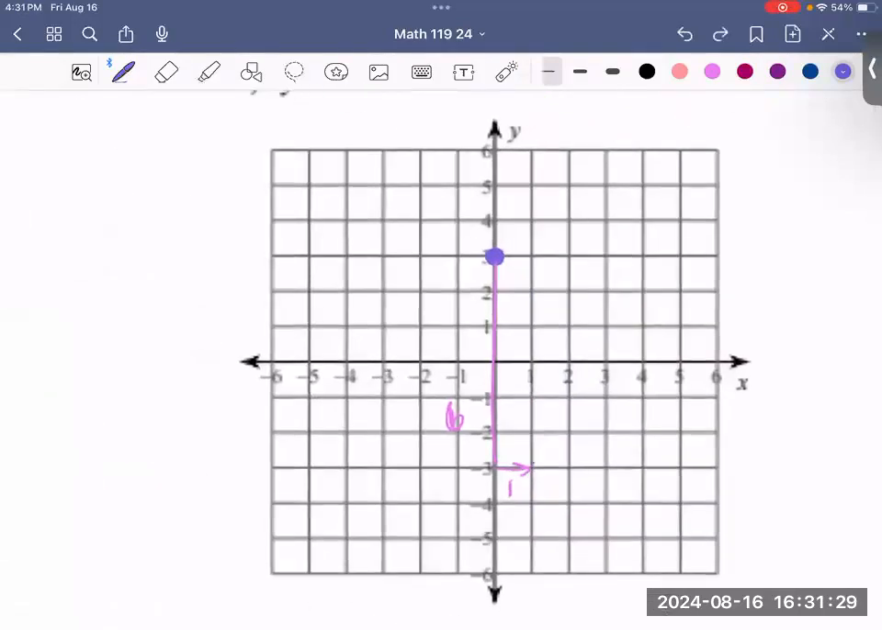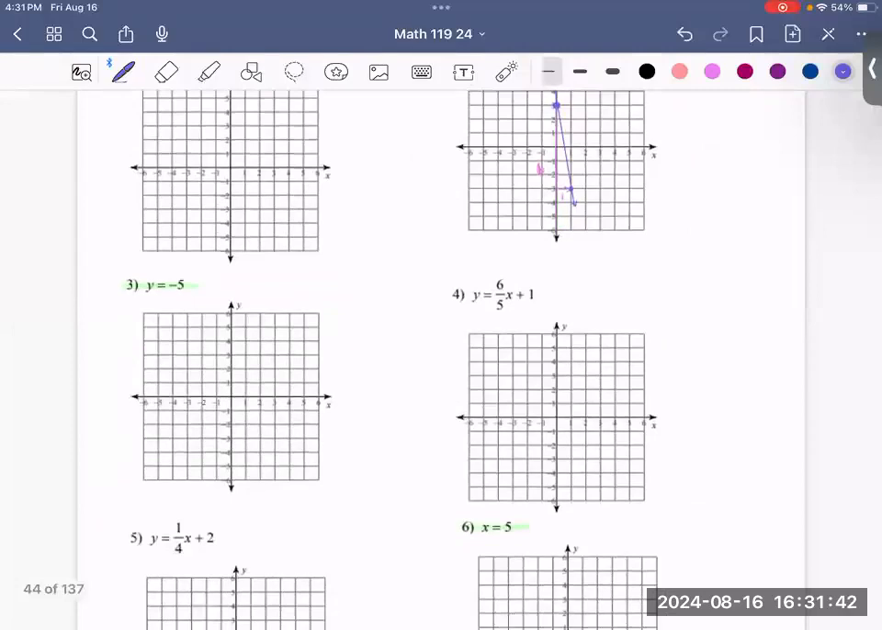Sometimes it's hard to connect dots on this. This one being so steep. There we go. There's your line. Okay, so let's try it again for number 3.